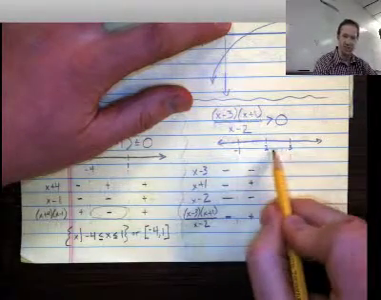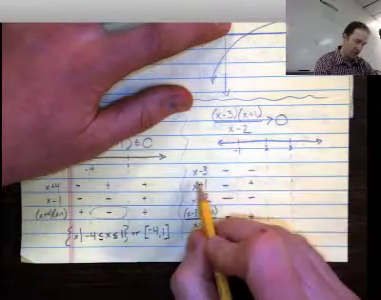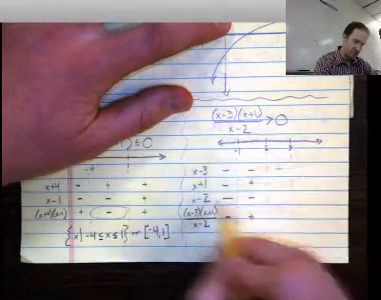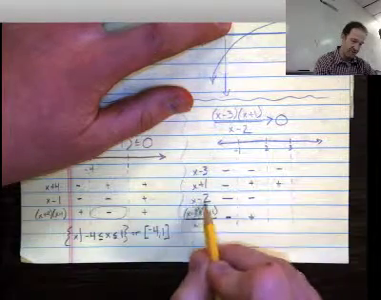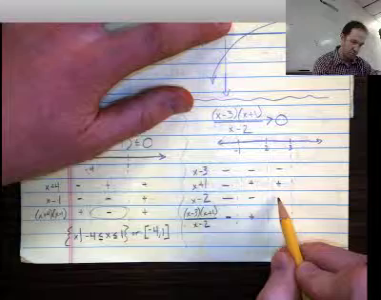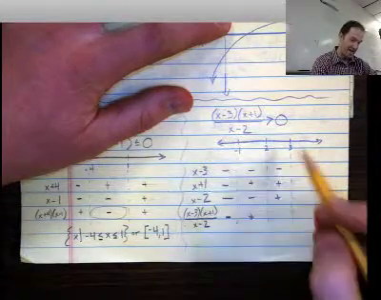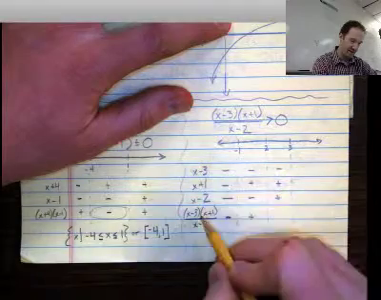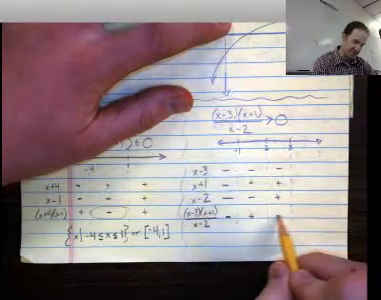Number between 2 and 3, let's say 2.5. Doesn't matter, as long as it's in there, it'll still work. 2.5 minus 3 is negative. 2.5 plus 1 is positive. 2.5 minus 2 is positive. So we're going to have a negative times a positive, divided by a positive, that is negative.